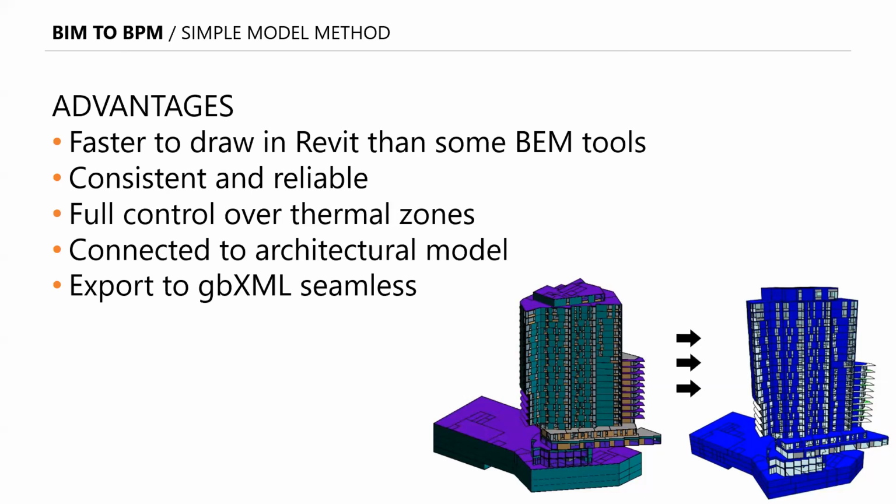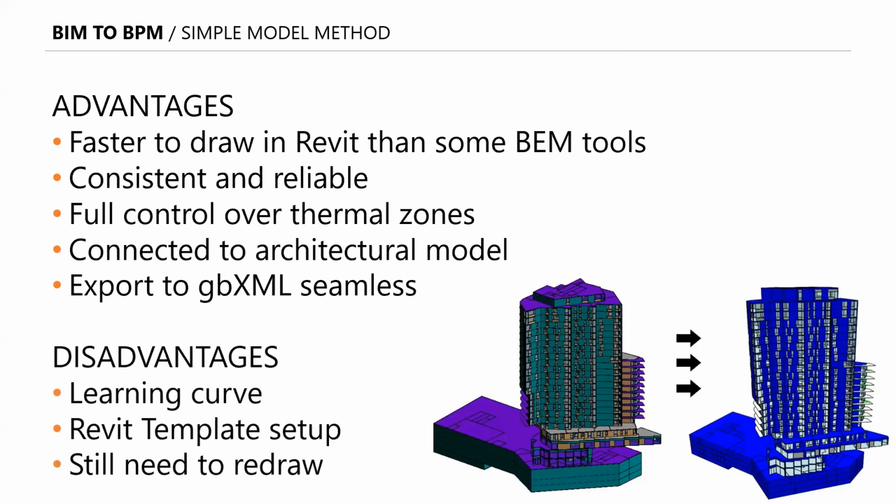The other factor is it's connected to the architectural model, which you will go into in the video, and it exports to gbXML very seamlessly, and future exports to IFC are in the works as well. The disadvantages are, it's another tool that us as building performance analysts need to learn. There's some basic Revit skills that you need to understand, but Yu's going to go through those here soon. And there's some setup, especially in the Revit template side, which can make this process much faster and more seamless.